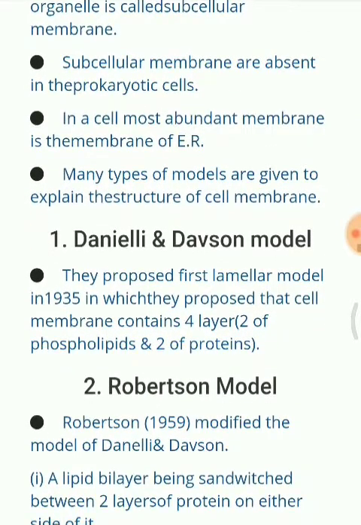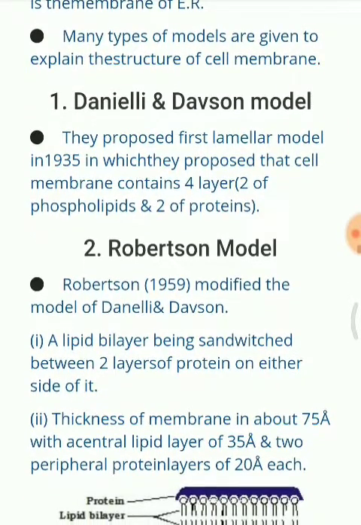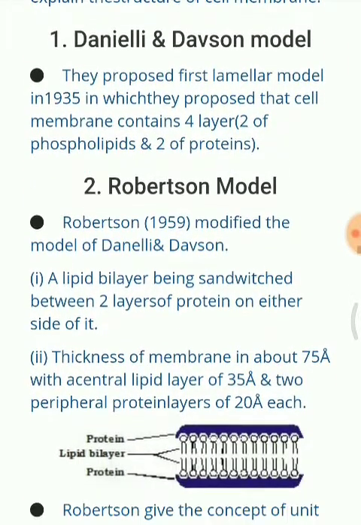One, Danielli and Davson model. They proposed the first lamella model in 1935, in which they proposed that the cell membrane contains 4 layers, 2 of phospholipids and 2 of proteins. Robertson modified the model of Danielli and Davson, with a lipid bilayer sandwiched between 2 layers of proteins on either side of it.